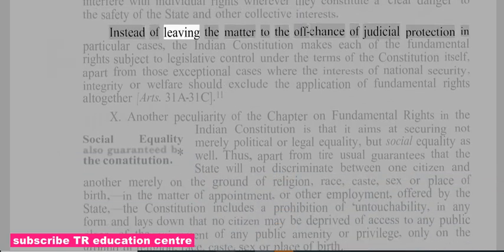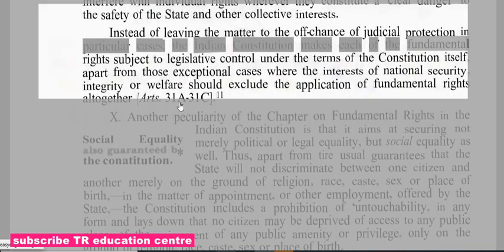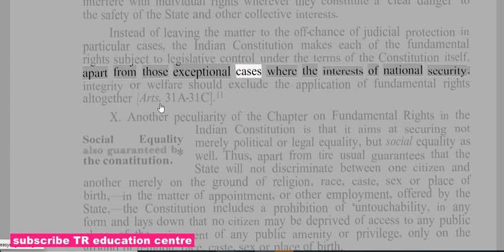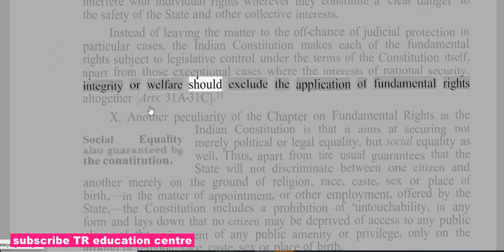Instead of leaving the matter to the off chance of judicial protection in particular cases, the Indian Constitution makes each of the fundamental rights subject to control under the terms of the Constitution itself, apart from those exceptional cases where the interests of national security, integrity or welfare should exclude the application of fundamental rights altogether. Arts. 31A, 31C.